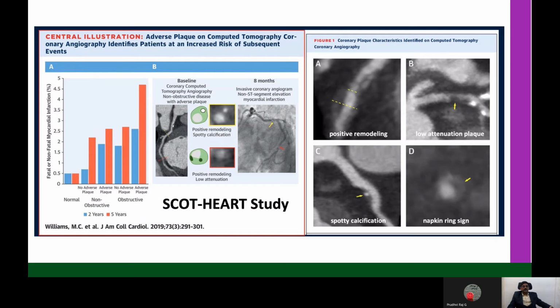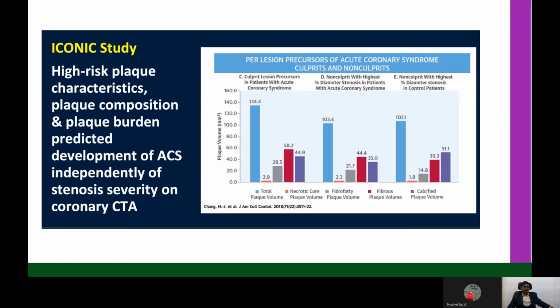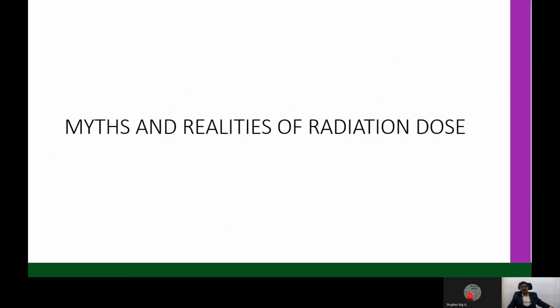And this is the SCOT-HEART study wherein it showed the adverse plaque on computed tomography identifies patients at increased risk of subsequent events. And ROMICAT 2 trial, presence of high-risk plaques on coronary CT in the emergency department increased likelihood of ACS, independent of the presence of significant stenosis. ICONIC study again, high-risk plaque characteristics, independent of stenosis severity in coronary CTA. And then one very important aspect, CT versus invasive angiography in stable chest pain, the reason to choose should be, number one, major adverse cardiac events are much less, and then major procedure-related complications, much less.